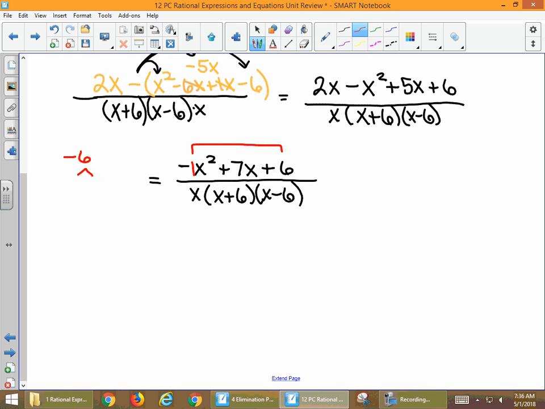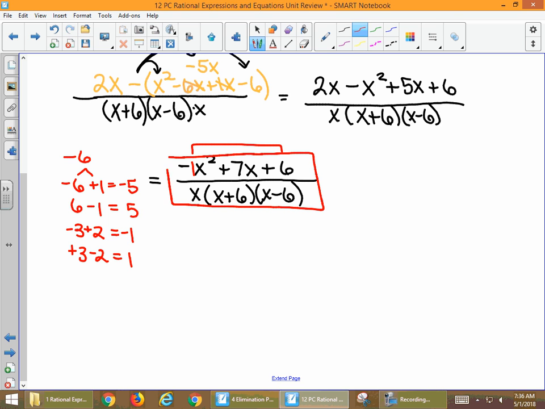What I'm looking for is two numbers that multiply to negative 6 and add to 7. So to multiply to negative 6, I would need negative 6 and positive 1, and those would add to negative 5. Or positive 6 and negative 1 would also multiply to negative 6, and those would add to positive 5. This is not looking helpful. The only other multiples of negative 6 are negative 3 and positive 2. That would add to negative 1. Or positive 3 and negative 2, and that would add to 1. So my numerator there is prime.